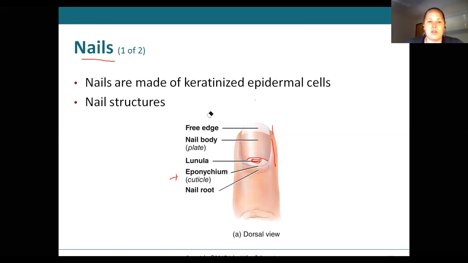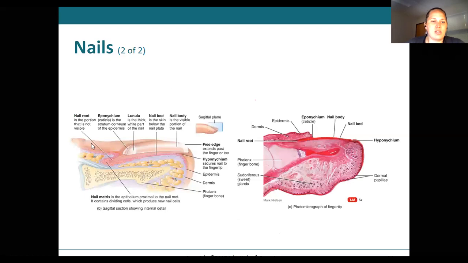This is the dorsal view of the nail, and we're going to look at another side view of the nail here in a second. Here we go. So the sagittal section of the nail that you can see here looks slightly different because we're looking at the nail from a sagittal section, which is from the side. You can see the nail root located here. That's not visible. That's looking very deep into your finger.